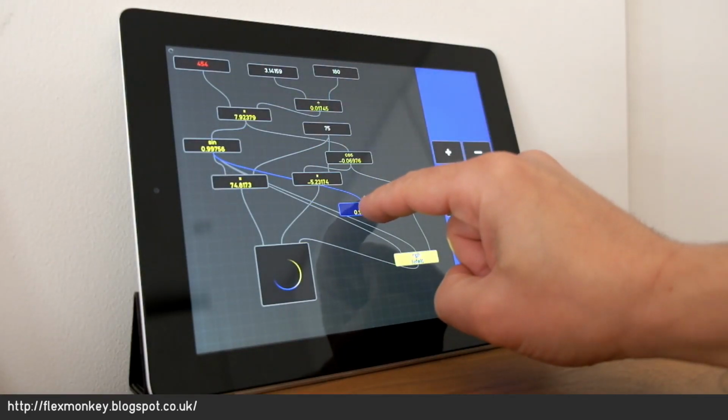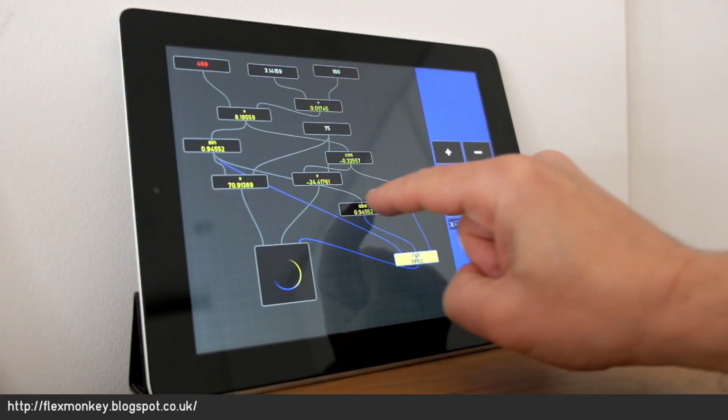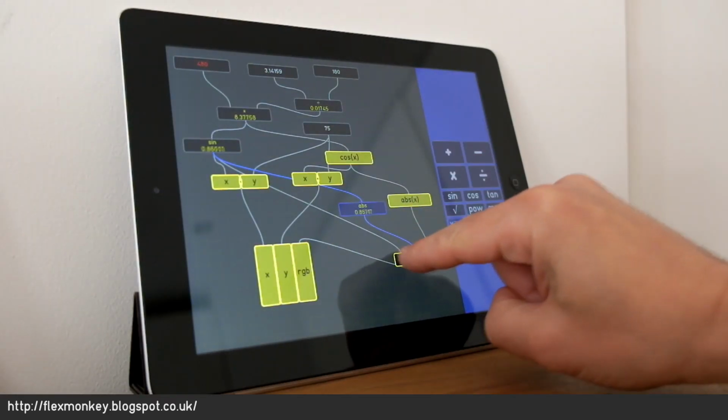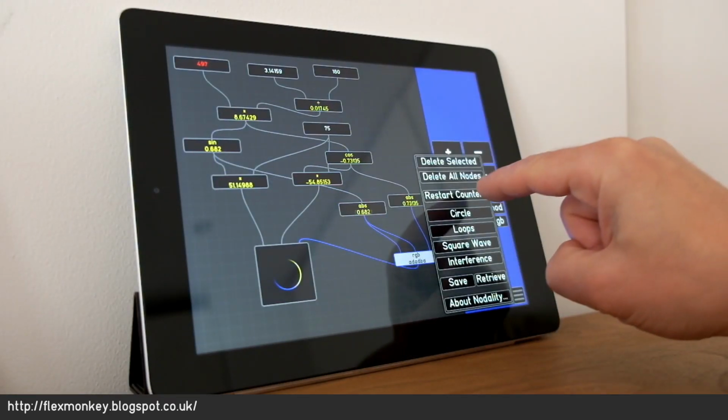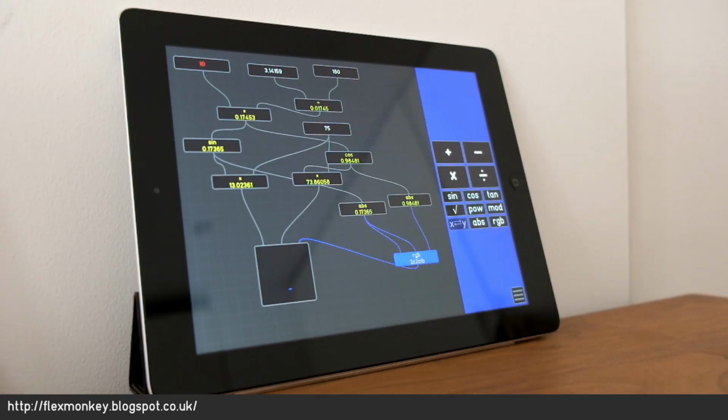And we take the output of the absolute, plug it into green, plug it into red, restart counters, and now we have a circle that draws over time, and as the sine and cosine change, the pixel colour at any one moment is defined by the RGB operator.